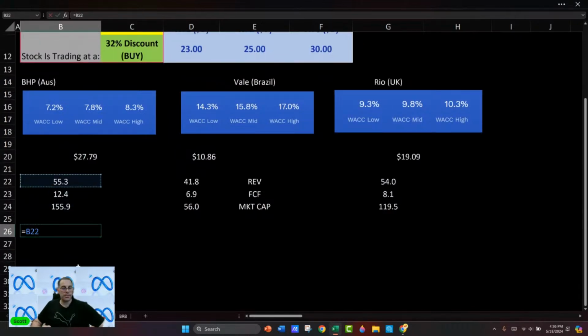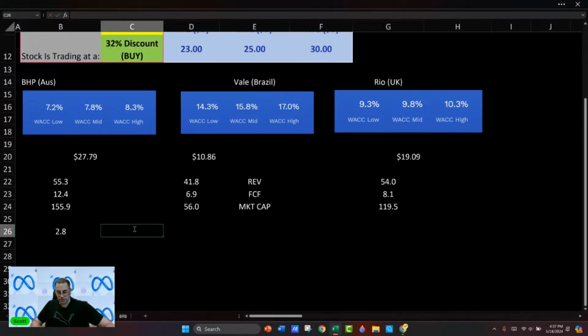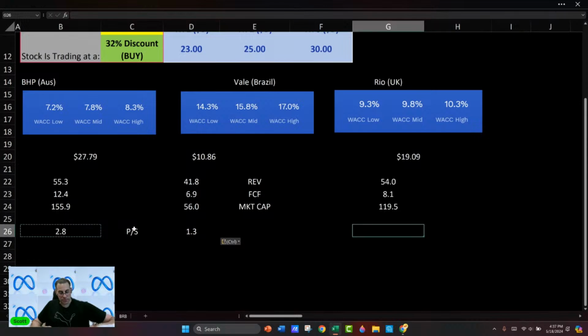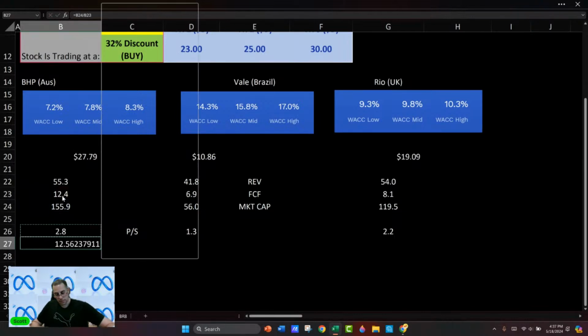So this is how you compare them. Revenue. Well, let's do a traditional price of sales, and then price to free cash flow.